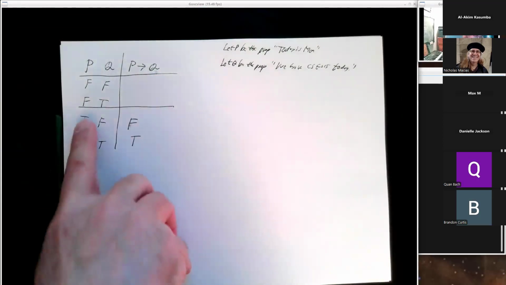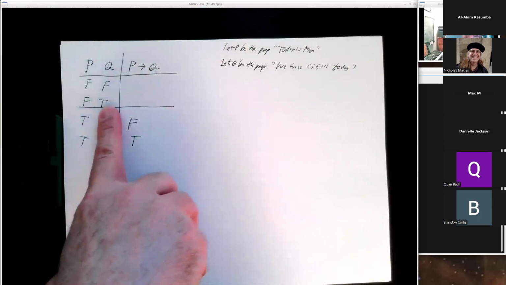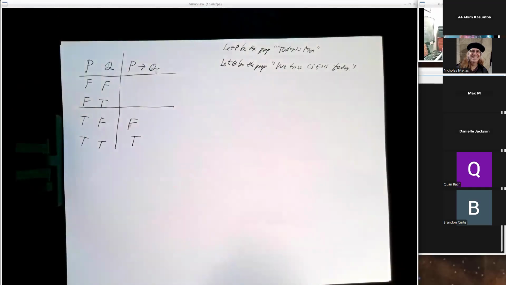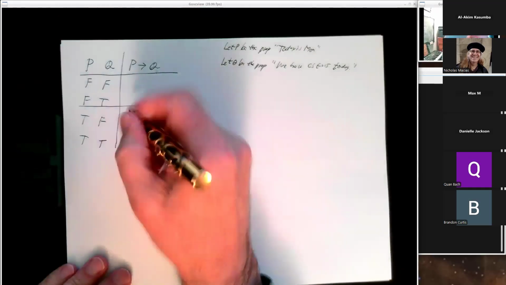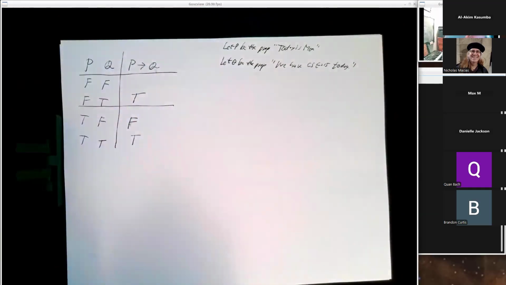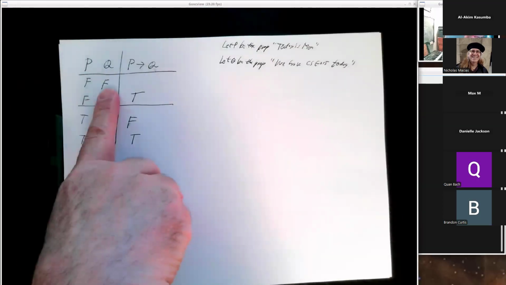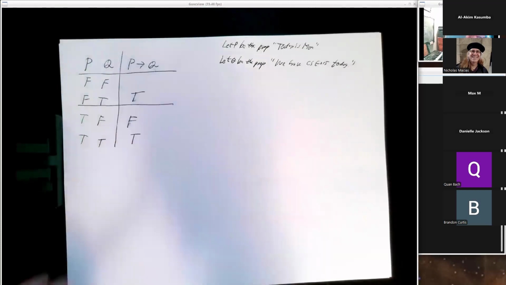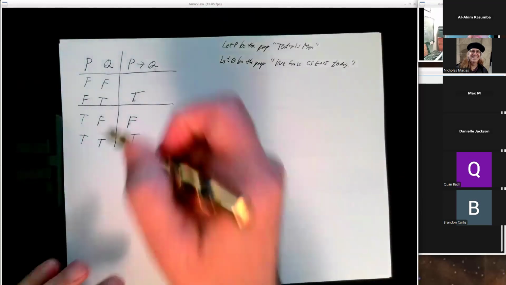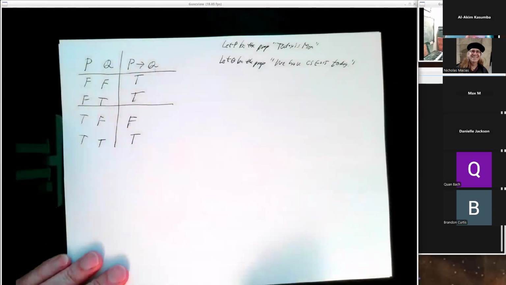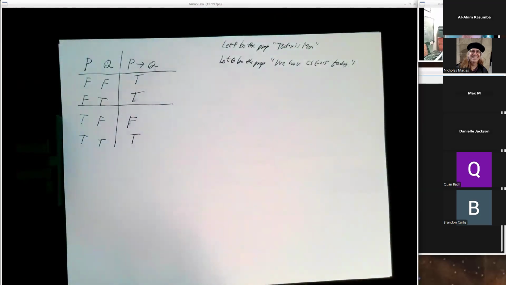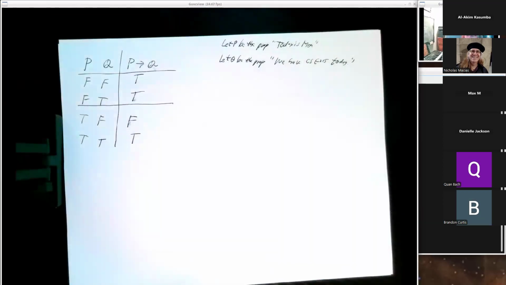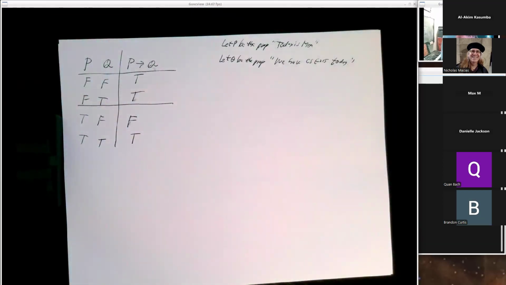Well, if it's not Monday, this makes no claim whether we have class or not. So on Wednesday, for example, it's not Monday, but we have class. That doesn't make this proposition false. So this proposition is still true. And on Tuesday, it's not Monday and we don't have class. Well, that doesn't change the truth value of this proposition. So this still turns out to be true. But these first two rows can feel quirky.